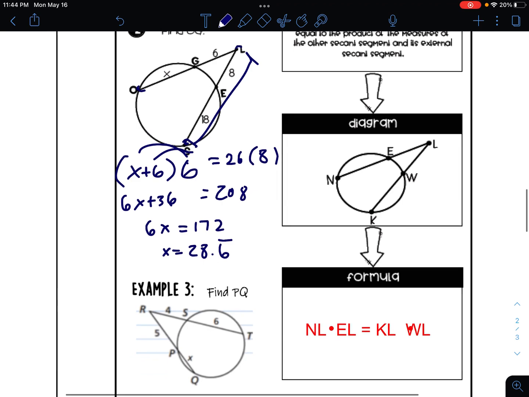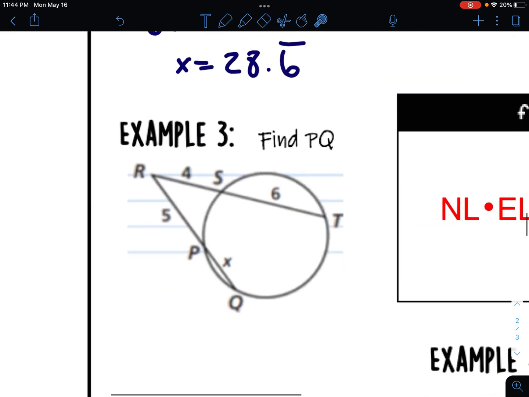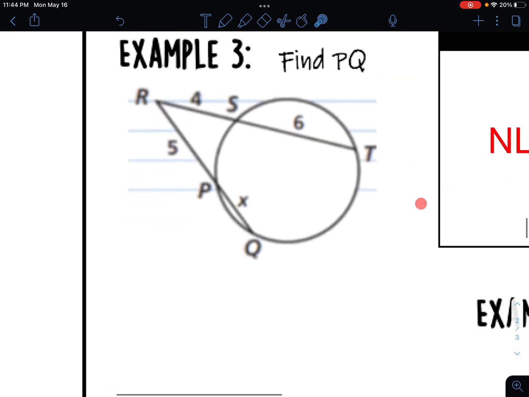All right, so again, the whole segment, so using this diagram, NL, whole segment times the outside is equal to the whole times the outside. All right, so example 3, find PQ. So we're going to solve for x, and then that's just PQ, so we'd be done.